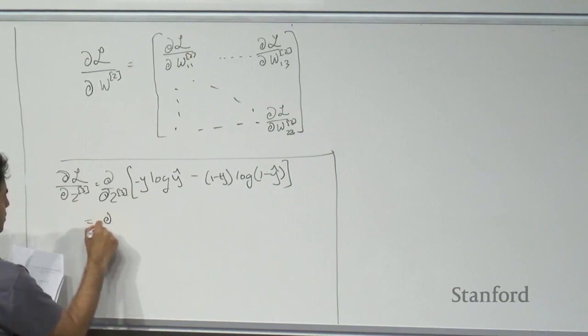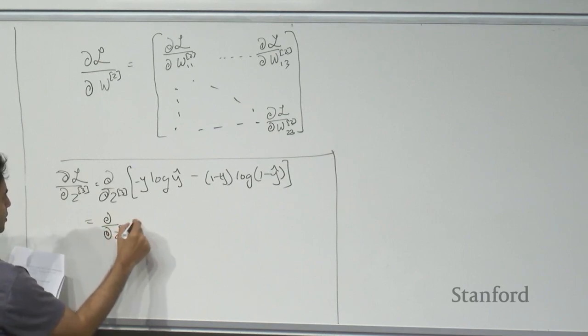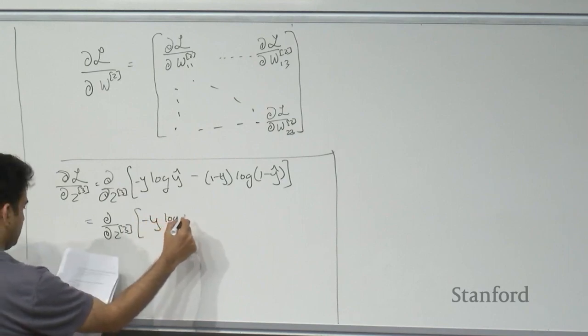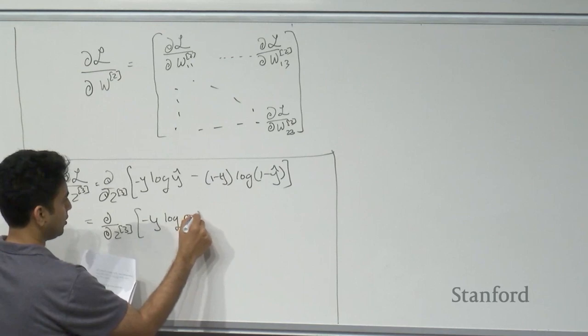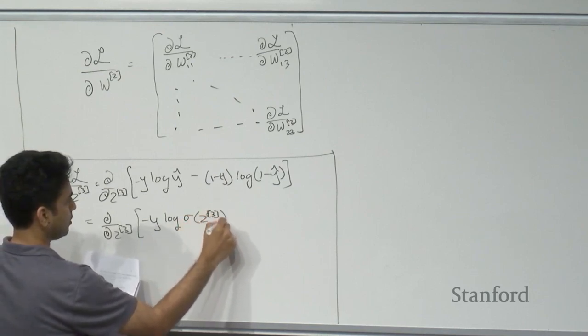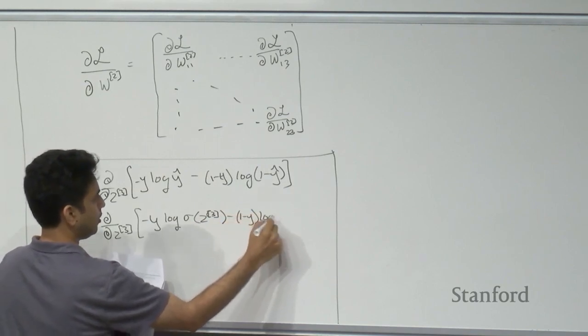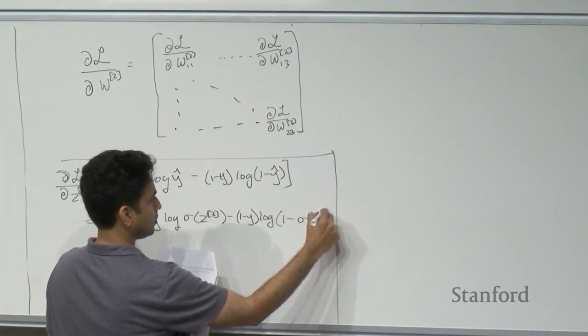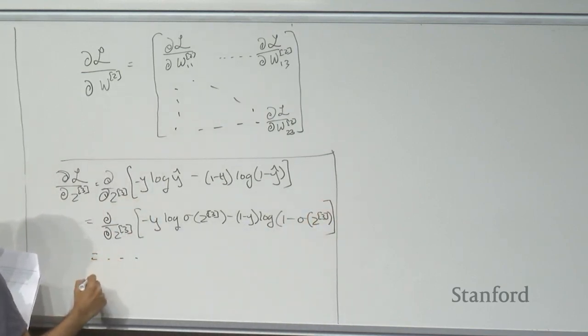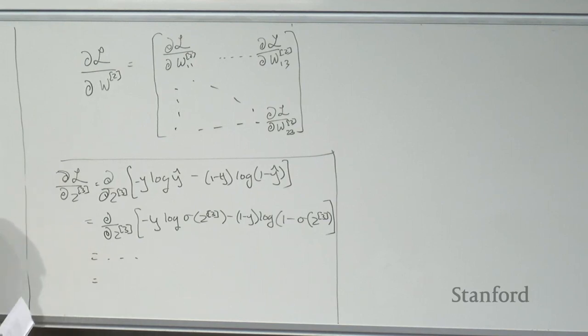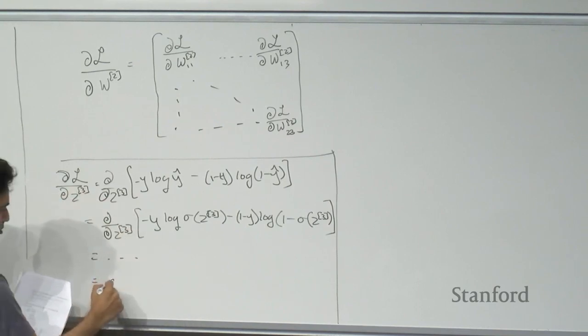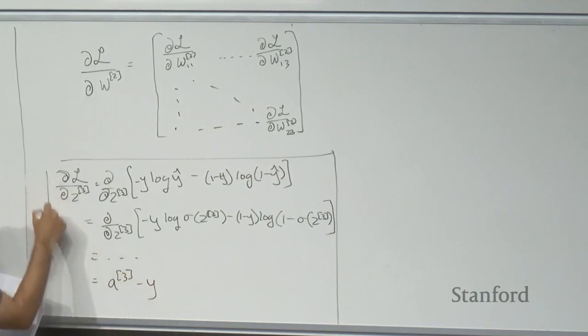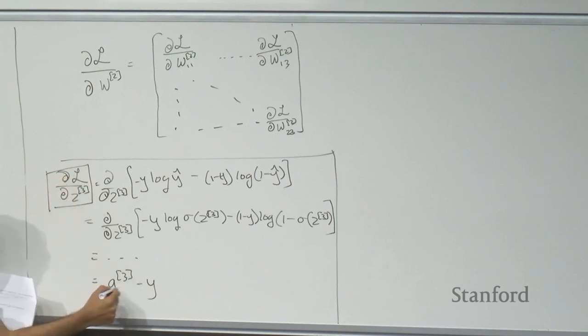I'll skip a few steps here. It's basically the same kind of calculation you did with logistic regression, right? Here, y hat is basically sigmoid of z3, so we have minus y log sigmoid of z3 minus (1 minus y) log (1 minus sigmoid of z3). You can do the steps. This is basically the same kind of steps we did for homework 1, question 1, part A, when you're showing positive definiteness of the Hessian of logistic regression. This simplifies to a3 minus y. So the partial of L with respect to z3 is equal to a3 minus y.